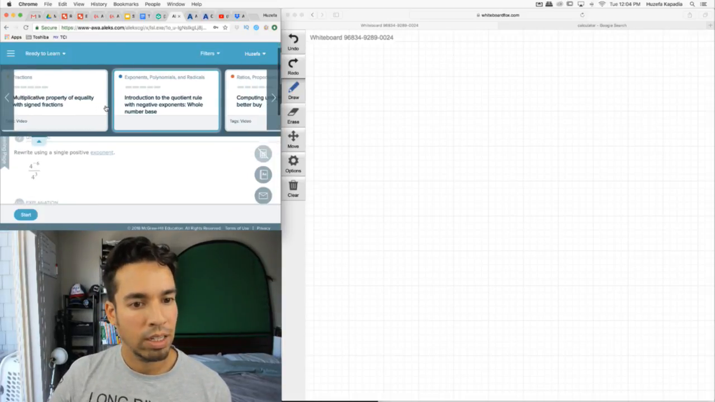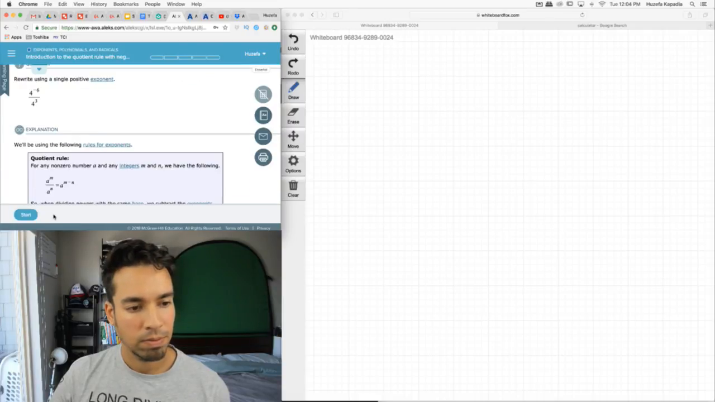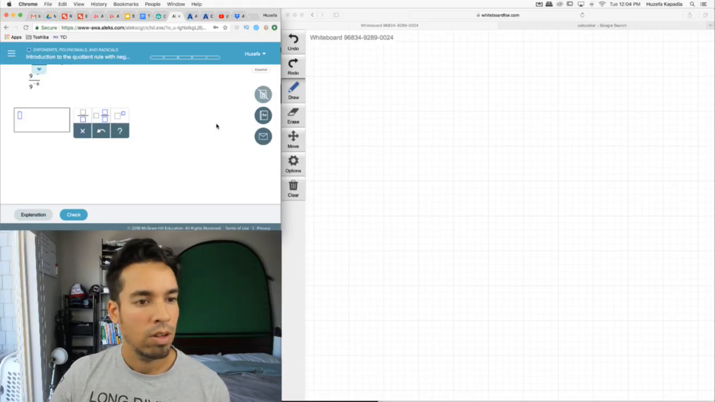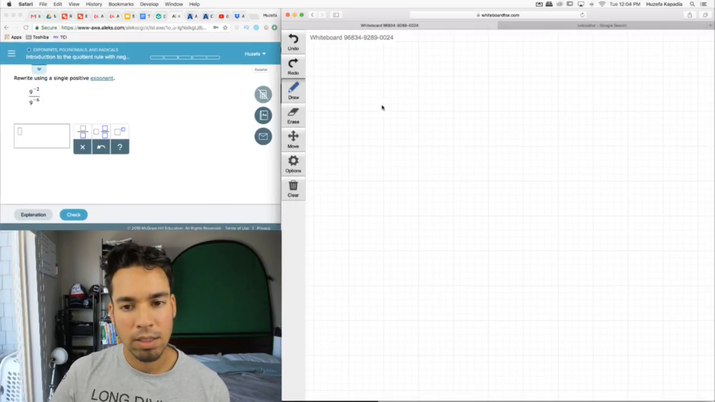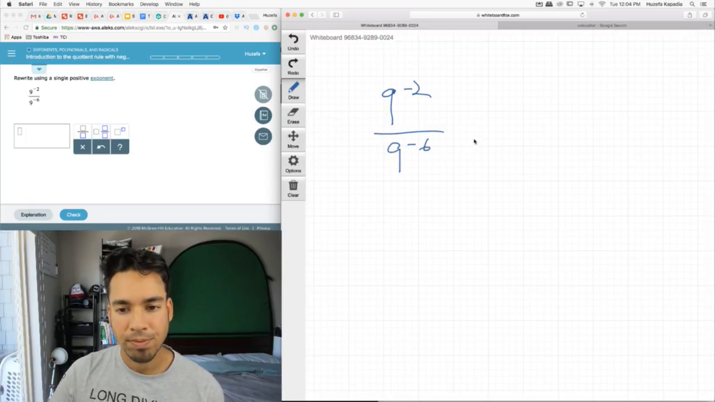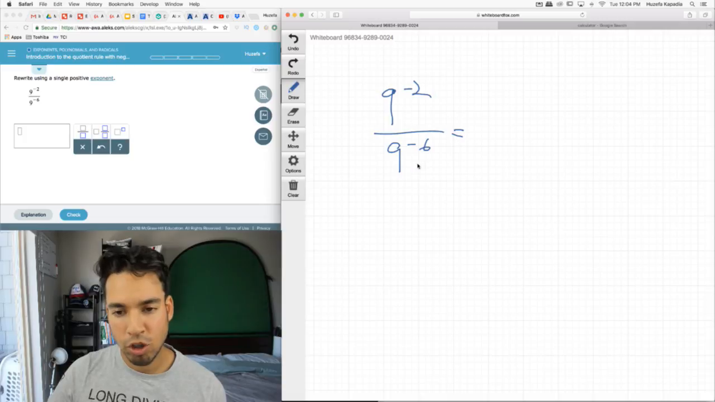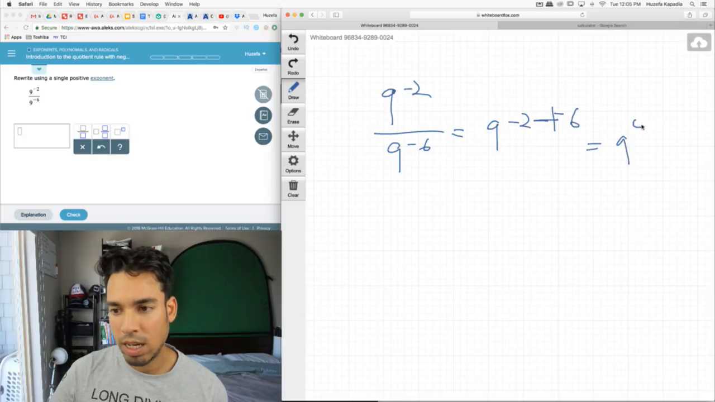Introduction to the quotient rule with negative exponents, whole number base. Okay, we've got 9 to the -2 over 9 to the -6. So again, I can do it one of two ways. I'm going to subtract down. That's the main way to approach these divisions. So it's -2 minus whatever's in the denominator, minus -6. Minus a negative becomes a plus. So -2 plus 6 becomes 9 to the 4th.